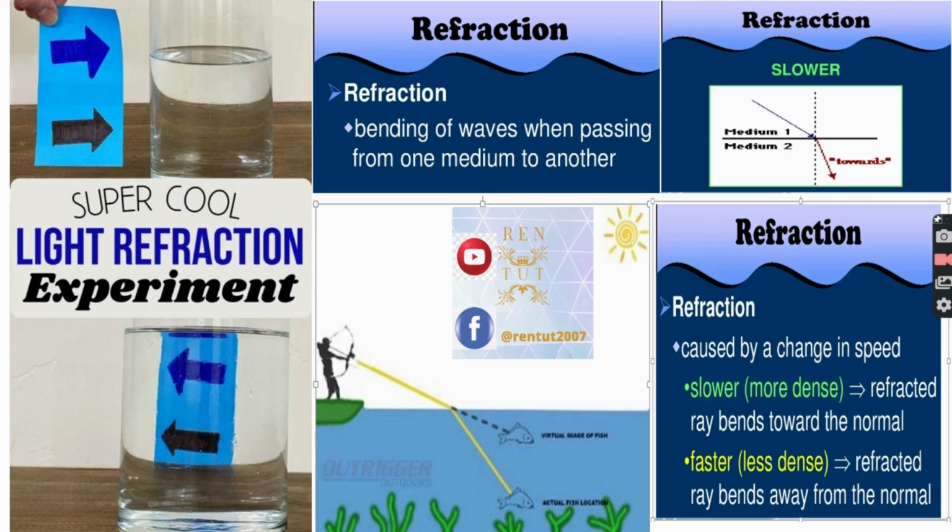Refraction in simple terms is the bending of waves when passing from one medium to another medium. In a sense, if you see this example itself, the light rays pass from air, and when they pass through the water, they undergo a process. The light rays undergo a process called refraction. Refraction is the bending of waves when passing from one medium to another medium.